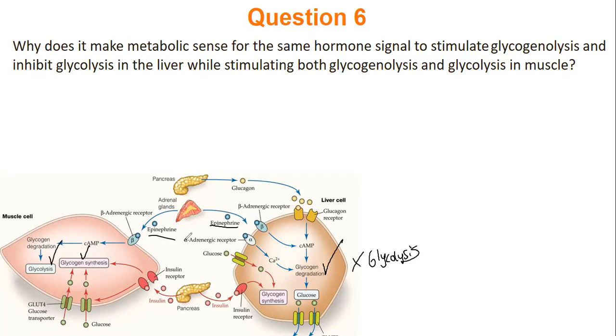So please, sorry, that should not be synthesis. Oh, that check mark's all right. It should be breakdown. Yeah, there it is. It's already written. Put my check mark in the wrong place. But in the muscle, we do want to break down this glucose and use it for energy. So that's why the epinephrine has these two different effects in the muscle and the liver, and why it makes sense when you think about what that hormone is trying to signal to the body. So questions about that idea?